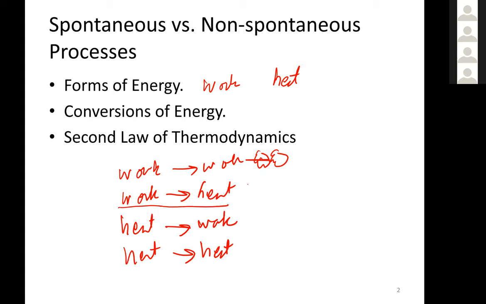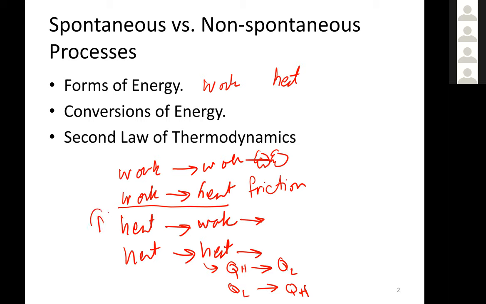Work to heat is usually the heat that accompanies work, for instance friction. In friction, part of the work being exerted is converted into heat. And also we have heat to work and heat to heat. Now, when it comes to heat, we also have two sides: heat from a high temperature medium to a low temperature medium, and heat from a low temperature medium to a high temperature medium.